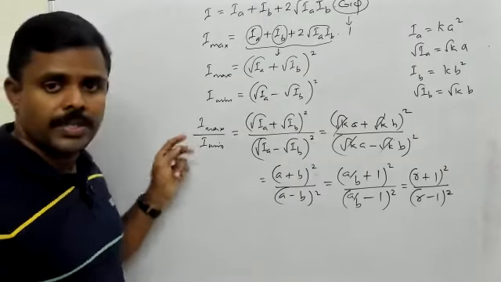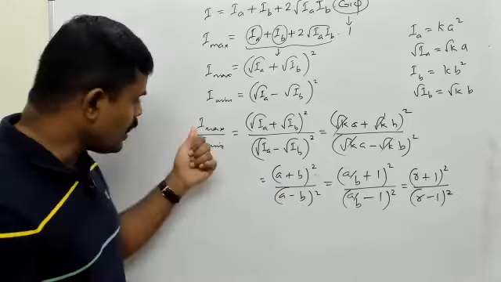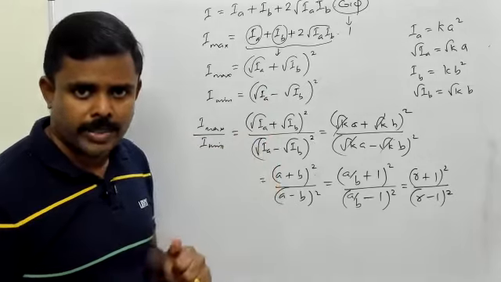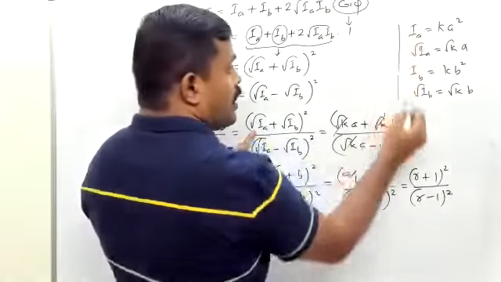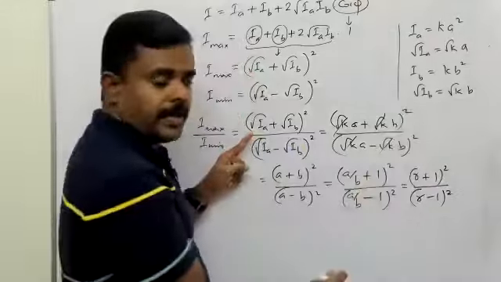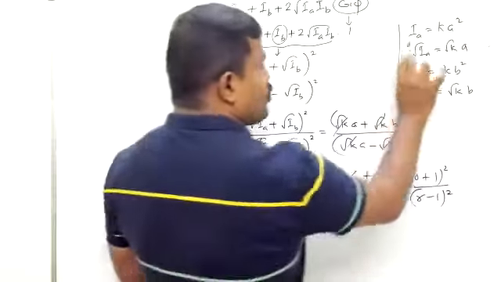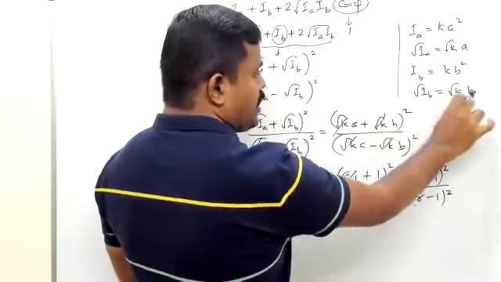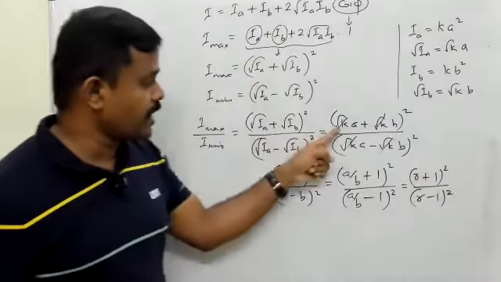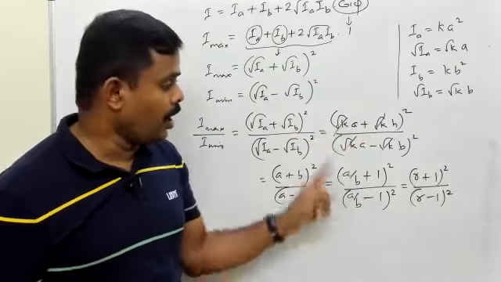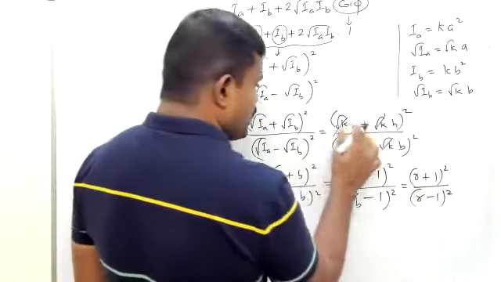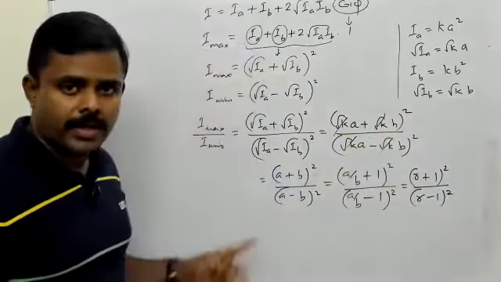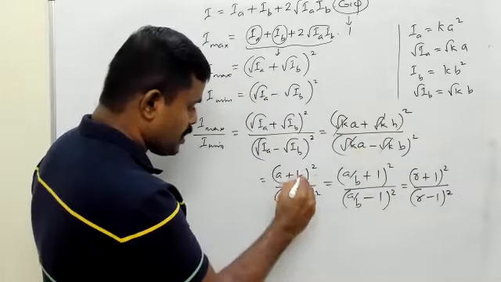So I need to find the ratio of these two. This is what is asked in numericals. I max to I min ratio is what? Root of IA plus root of IB the whole square by root of IA minus root of IB the whole square. But root of IA is what? We have taken IA as K A square and IB as K B square. So root of IA will be root K into A. Root of IB is root K into B. So I put them over here. All root K's are getting cut, leaving you with A plus B the whole square by A minus B the whole square. That is exactly what we want.